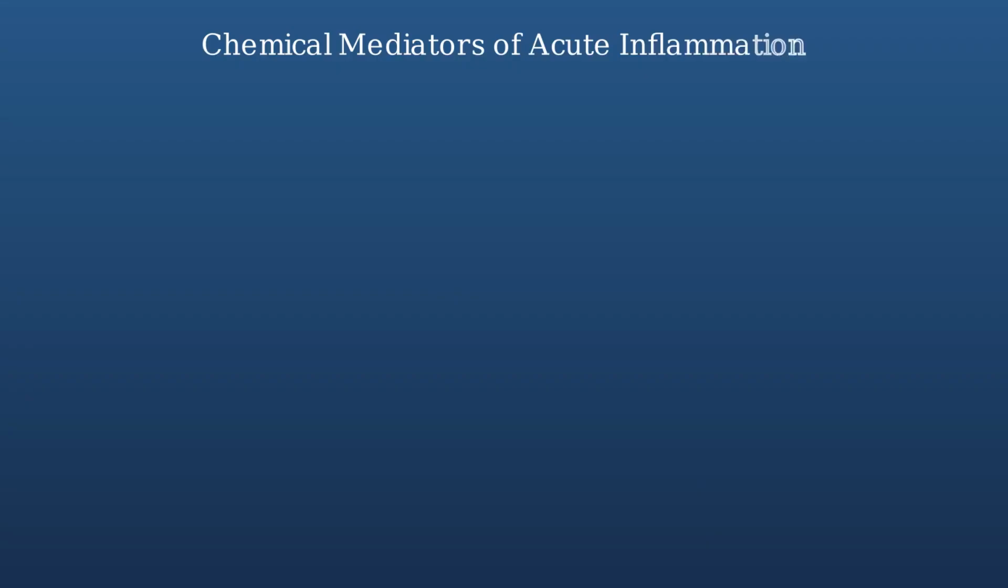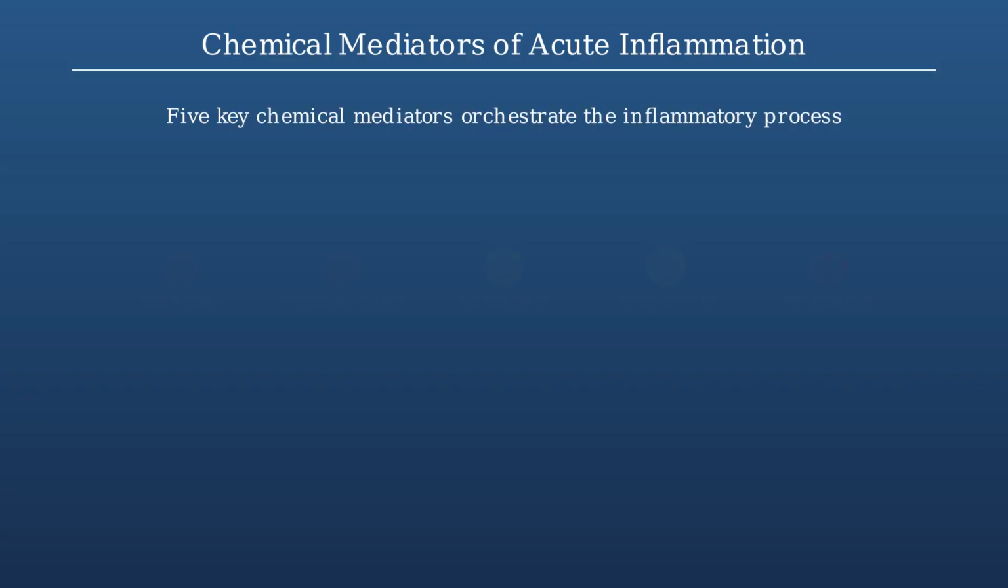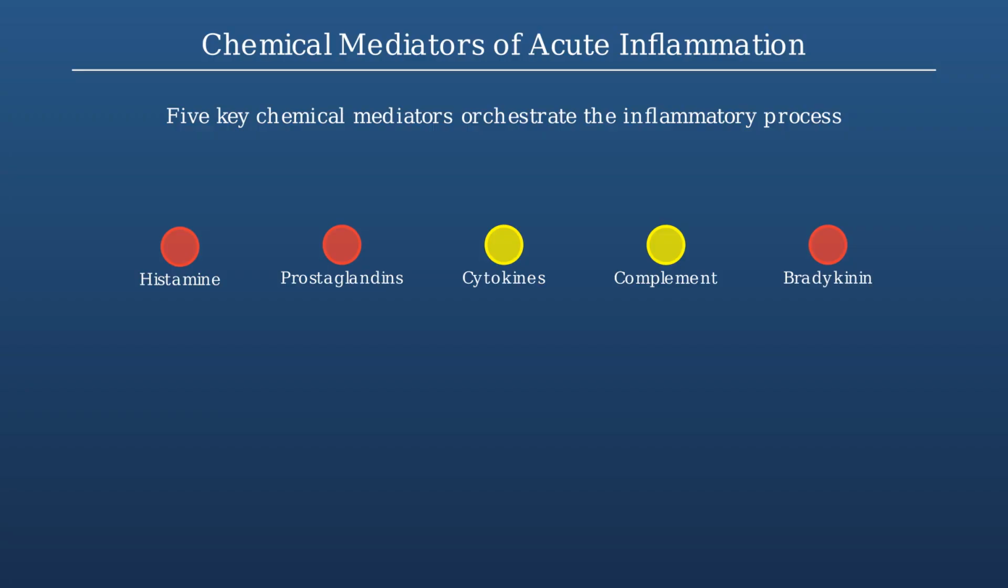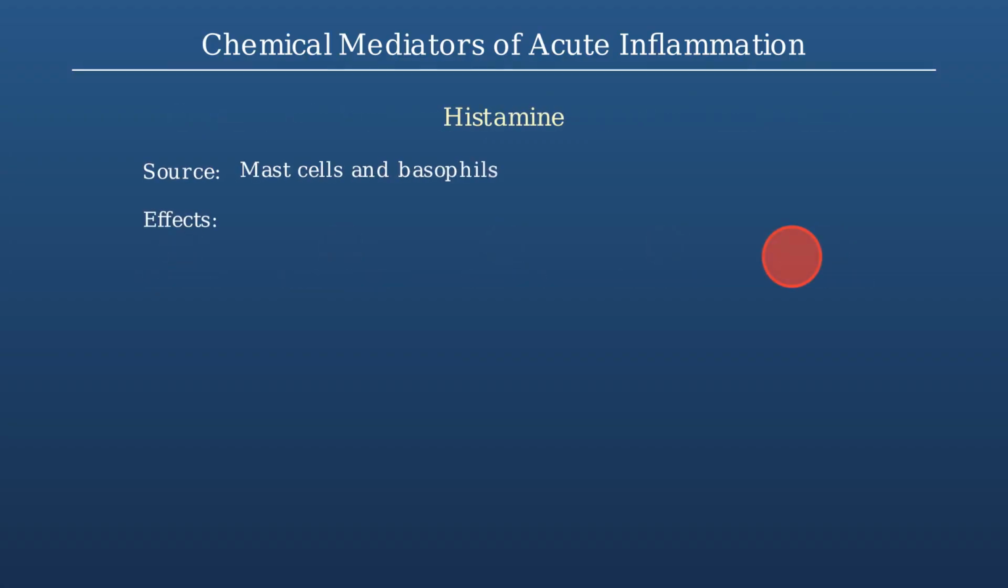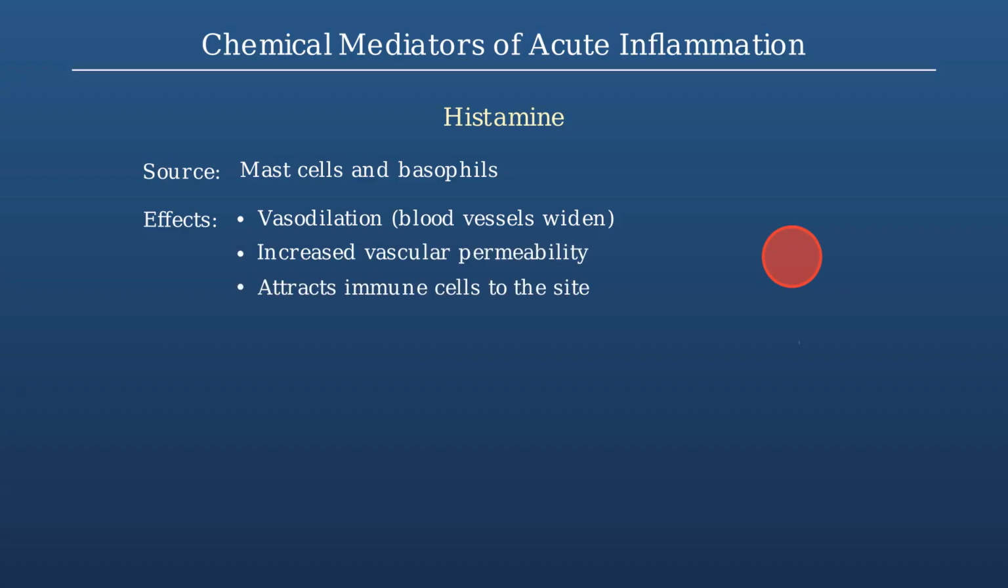Chemical mediators are essential signaling molecules that regulate the inflammatory response. Acute inflammation is regulated by 5 key chemical mediators, each with specific roles in the inflammatory process. Histamine is released primarily by mast cells and basophils during tissue injury. It causes vasodilation, allowing blood vessels to widen and increasing blood flow to the affected area.